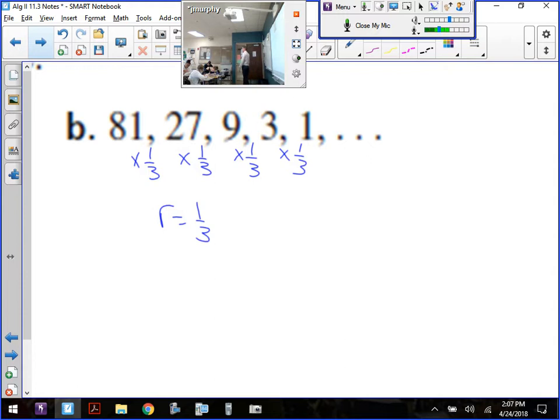Your value for r in this case would just be 1/3. That's how you distinguish between multiplying and dividing. If I say divide by 3, I might accidentally write 3 as my rate as opposed to 1/3. If I write 3 as my rate, it means I'm multiplying by 3. If I write it as 1/3, I know I'm multiplying by 1/3. Does the difference in that make sense?